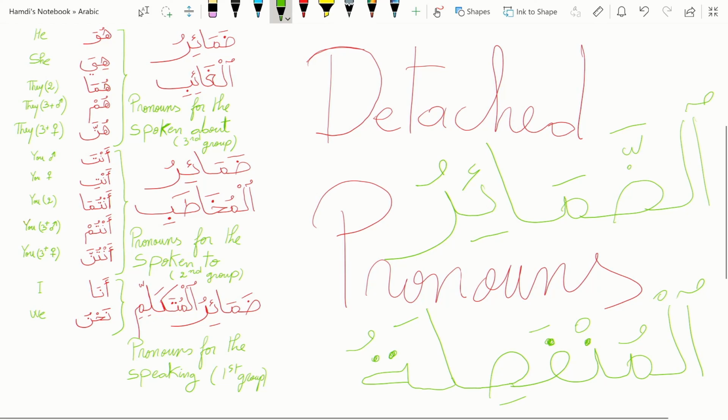So we use them to replace the subject of the verb. We use these pronouns to replace the subject of the verb, like in English. So basically, they become the subject of the verb. When you say huwa, or the subject of the sentence, we use them to replace the subject, to refer to the subject that we know already, so to avoid repetition.